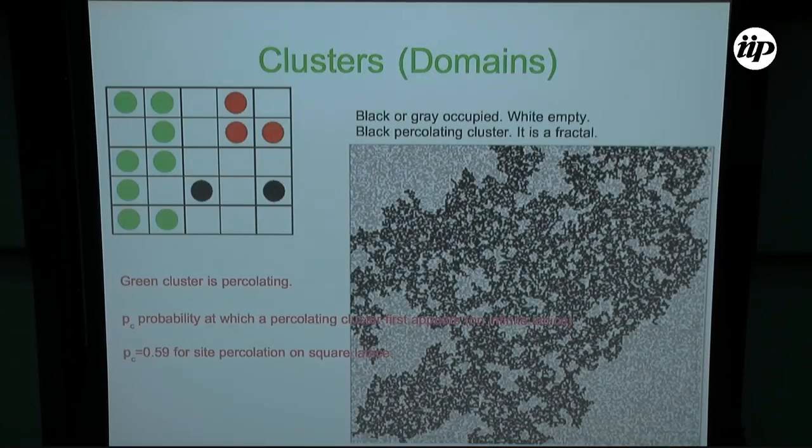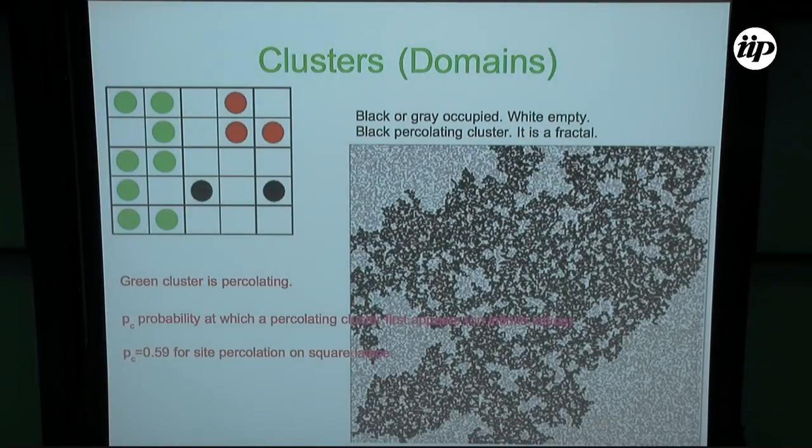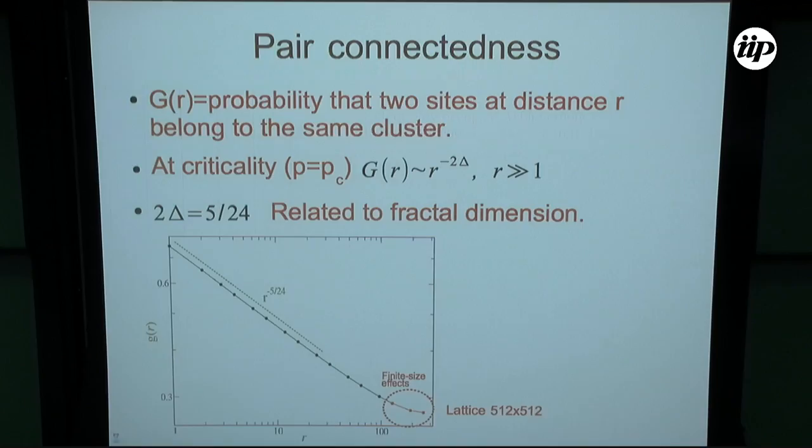And this is what happens. So in this picture, white are empty sites, and gray and black are filled with particles, and the black ones are those which belong to the percolation cluster at criticality, which, of course, as you can see, is a fractal.